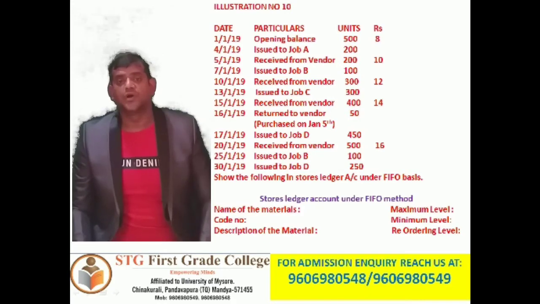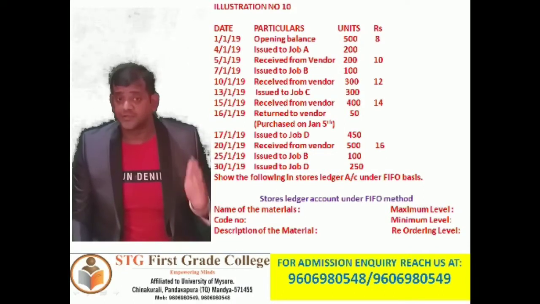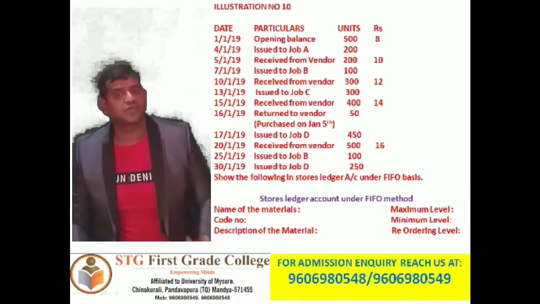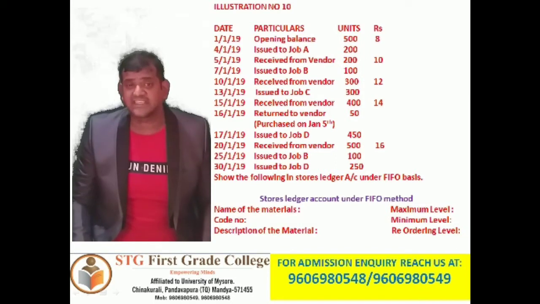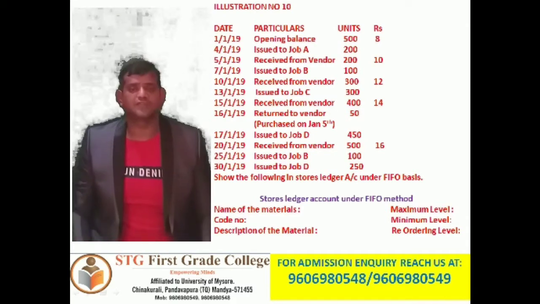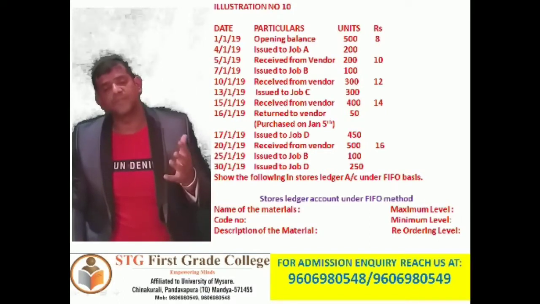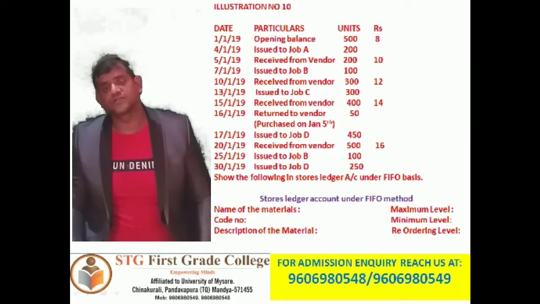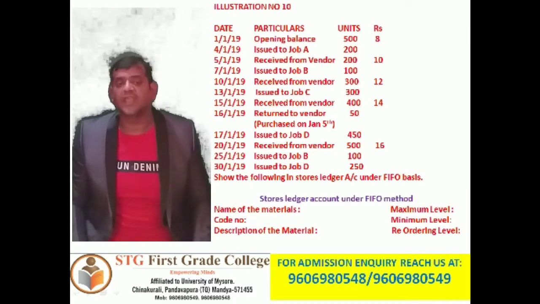On 17/1/2019, issued to job D 450 units. On 20/1/2019, received from vendor 500 units at rupees 16 each. On 25/1/2019, issued to job B 100 units. So job B again we have issued 100 units. On 30/1/2019, issued to job D 250 units.